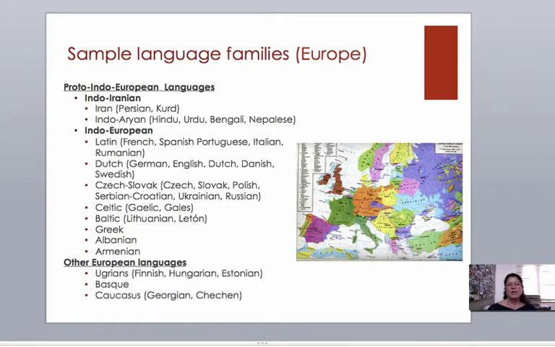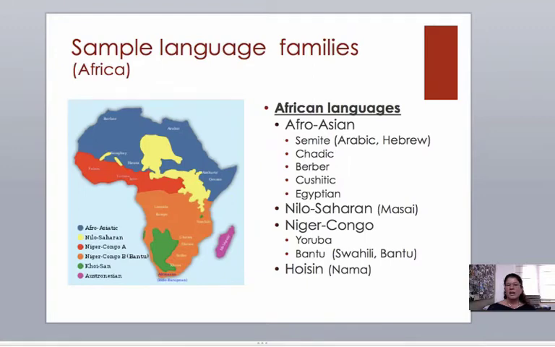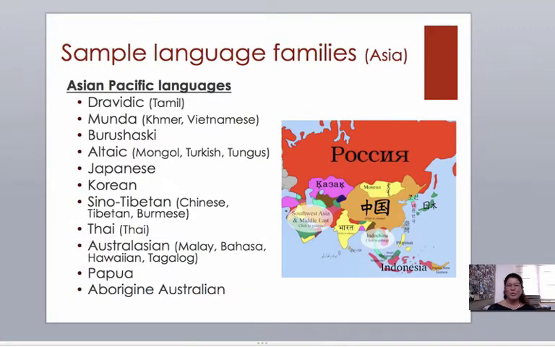Some examples of families of languages would be within the European range. Within the Latin-based languages, you have French, Spanish, Portuguese, Italian. Within the Germanic languages, you have German, English, Dutch, Danish, Swedish. So there are certain languages that are connected to each other through historical roots. There are some other examples from all around the world. There are just different groupings that we have.